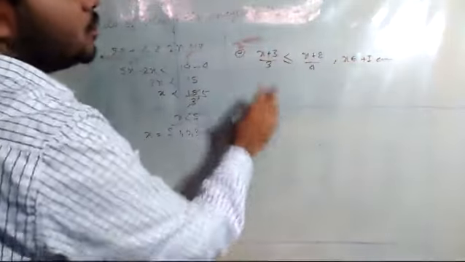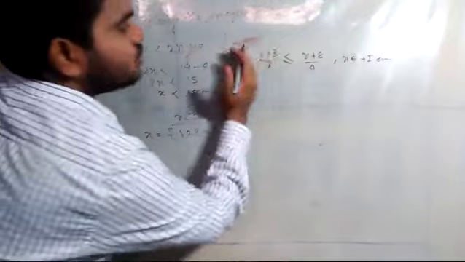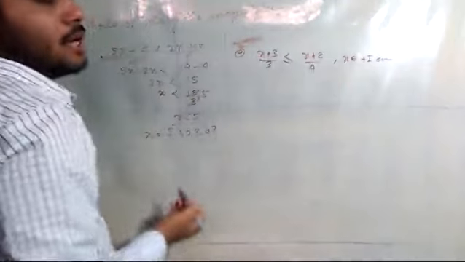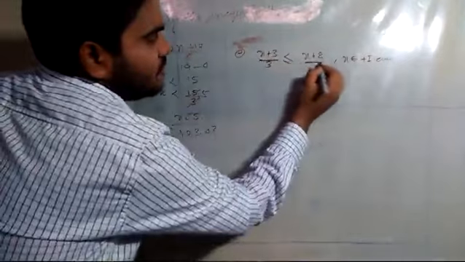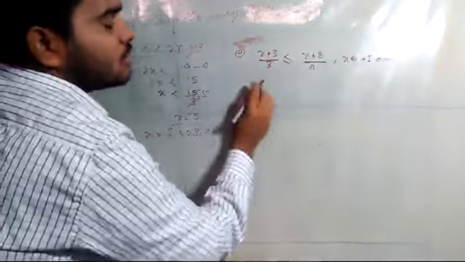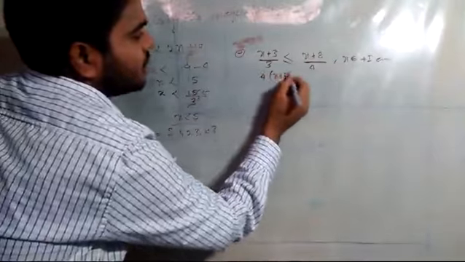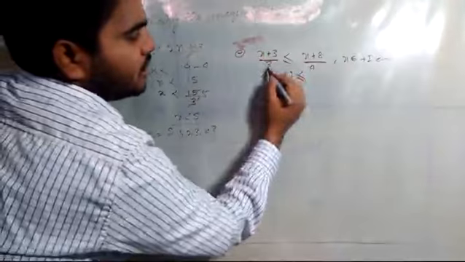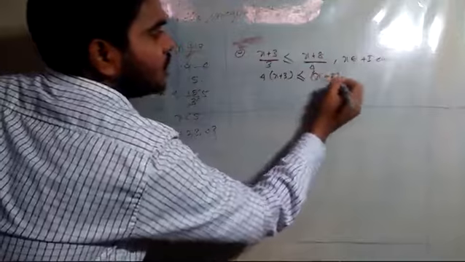What are you going to do in this case? Most students try to separate it like x by 3 plus 3 by 3, x by 4 plus 8 by 4. No, that is wrong. Since the expressions are on the same line, you can do cross multiplication. I feel it is an easy method. 4 into x plus 3; no need of changing the symbol because you are multiplying with a positive number. Here also you multiply with a positive number, so the sign will not change.